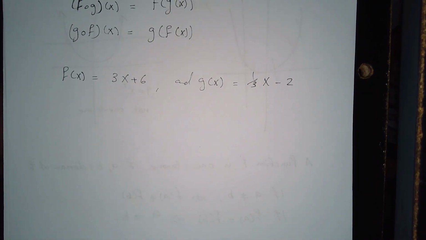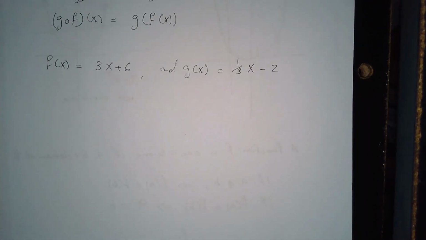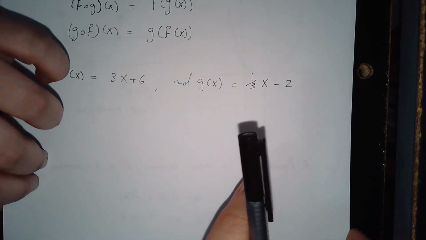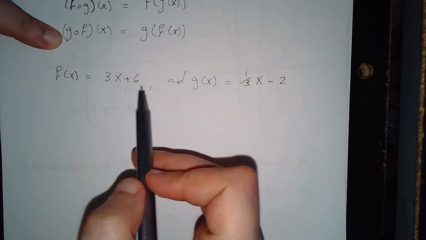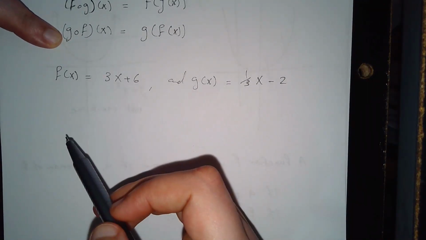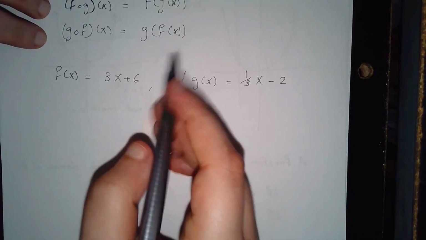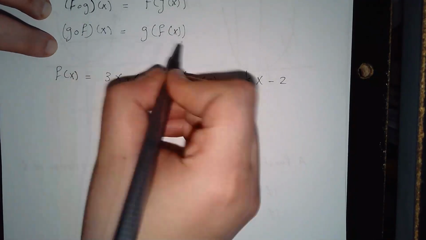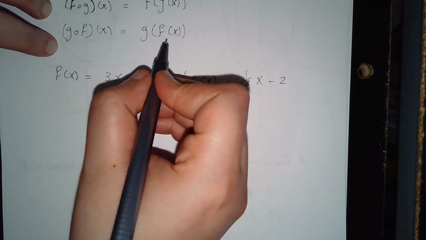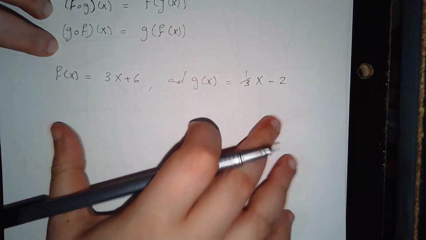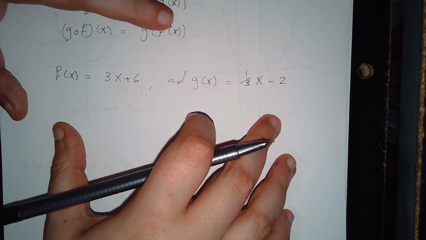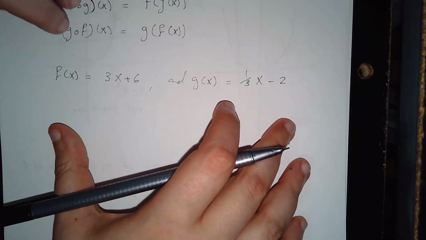But how can I do that? The easiest way would be to check your domain and range. Another way would be to use this method right here. Plug one into the other, right? Now, this looks daunting because I'm asking you to plug in the entire function, but you don't have to look at it that way. All you need is to try out a number or two. You don't need to do the entire function.